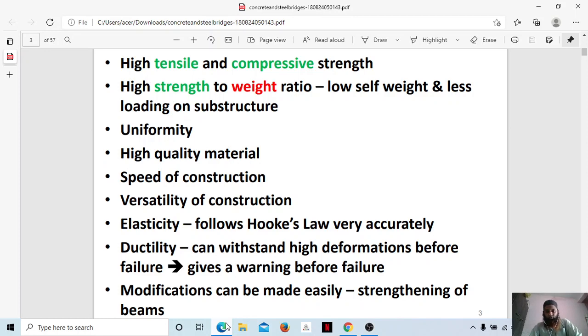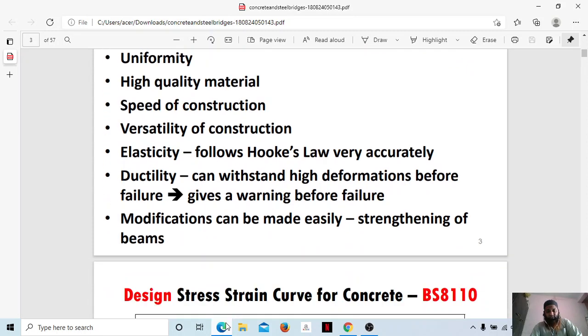Also, there are not many complications in construction of these types of steel bridges. Elasticity: it follows Hooke's law very accurately, where, as we know, stress is directly proportional to strain. Ductility: it can withstand high deformations before failure. It gives a warning before failure. The steel bridge is ductile in nature. It already gives you warning before the final collapse of the structure.